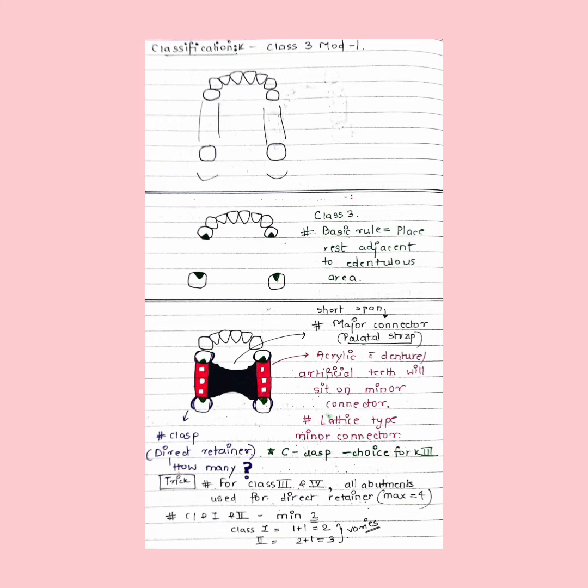Now here we needed 4 direct retainers, but the trick is you need to keep this in mind in Kennedy's classification, but this is not always true. Again, this is not universal. For Kennedy's class 3 and 4, all the abutments are used for direct retainer. Okay, maximum 4 are used. And in Kennedy's class 1 and 2, minimum 2 are used. You can use this trick: if it's a Kennedy's class 1, 1 plus 1 is 2. That means you might need 2 direct retainers. If it is Kennedy's class 2, 2 plus 1 is equal to 3. That means you might need 3 direct retainers. But then again, that depends on the case.